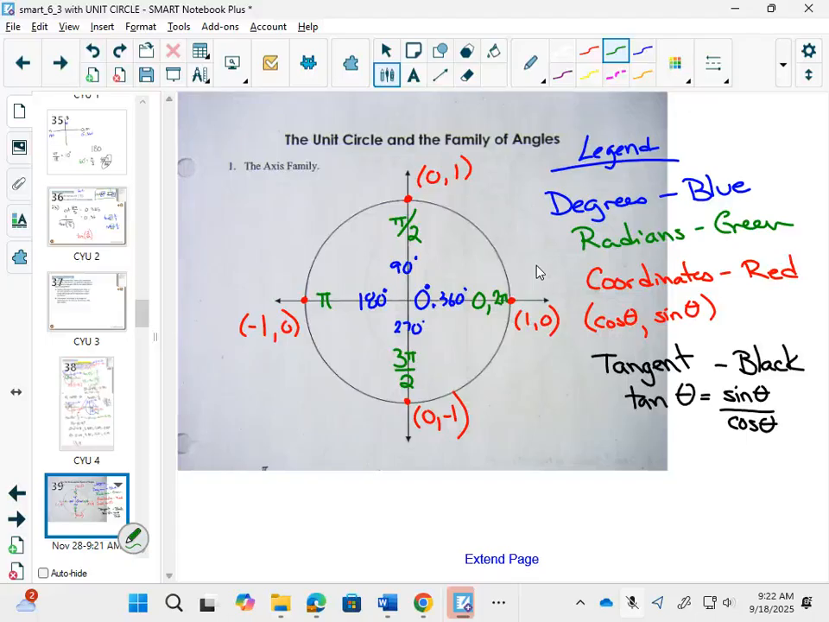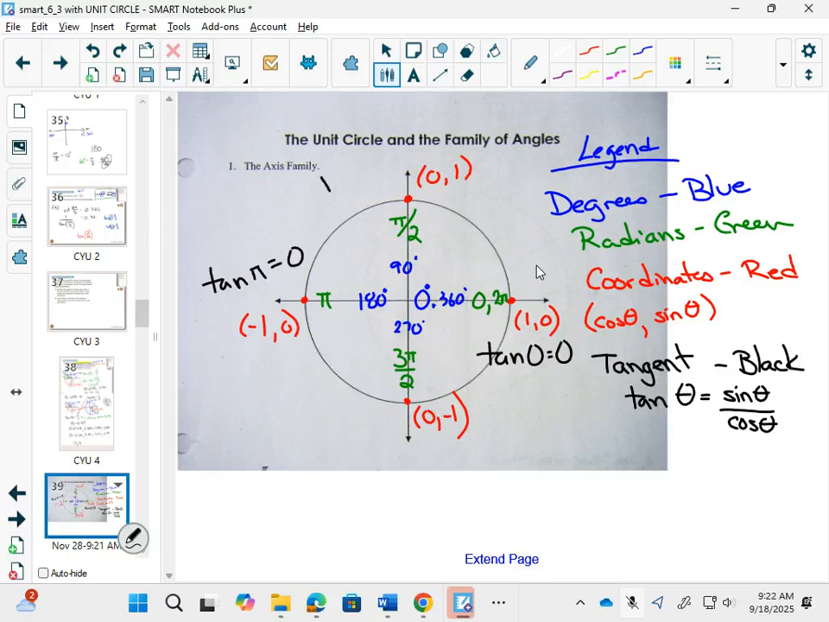And finally, in black, tangent is sine theta over cos theta. So tangent of theta will always be, and I'll write it in radians here, your y coordinate divided by your x coordinate. So tangent of 0 would be 0 over 1, which is just 0. Tangent of pi, or tangent of 180, will be 0 over -1, will also be 0.